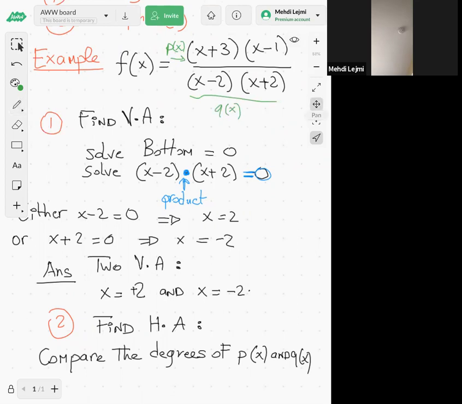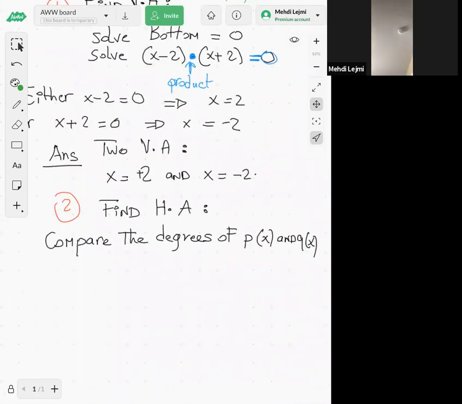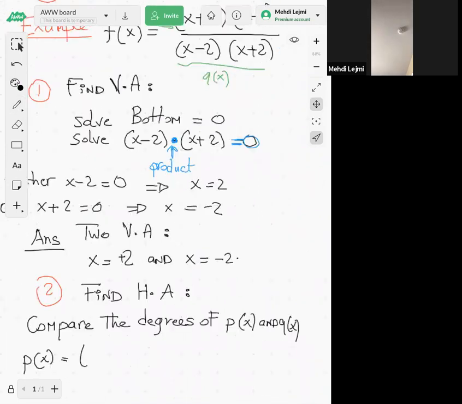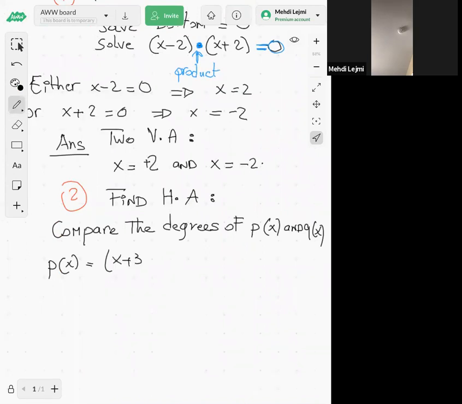So my question for you guys, what's the degree of P of x? Any guess? What's the degree of the numerator? What's the highest power of x in the numerator? Yes, Kwame, very good. No, Leah, actually it's 2. It's not 1 because your P of x is x plus 3 times x minus 1.